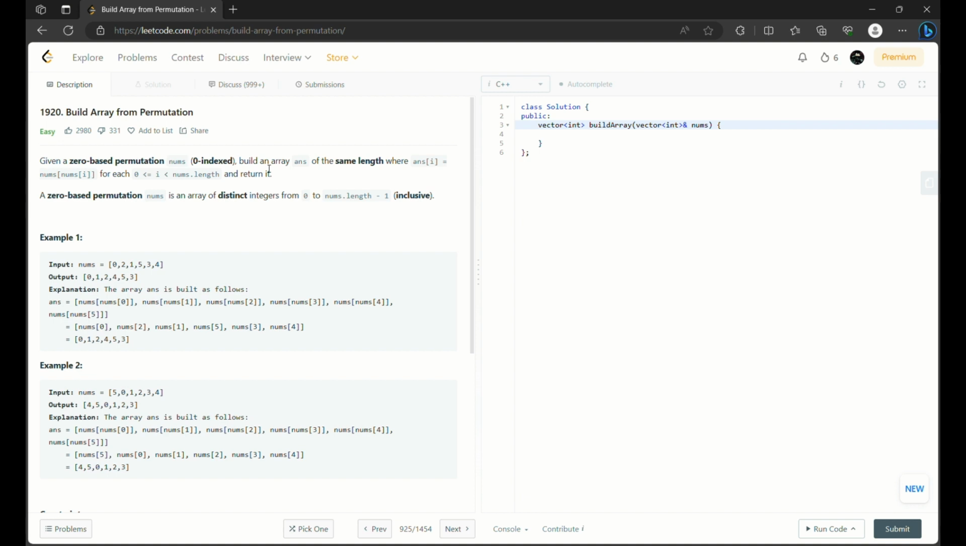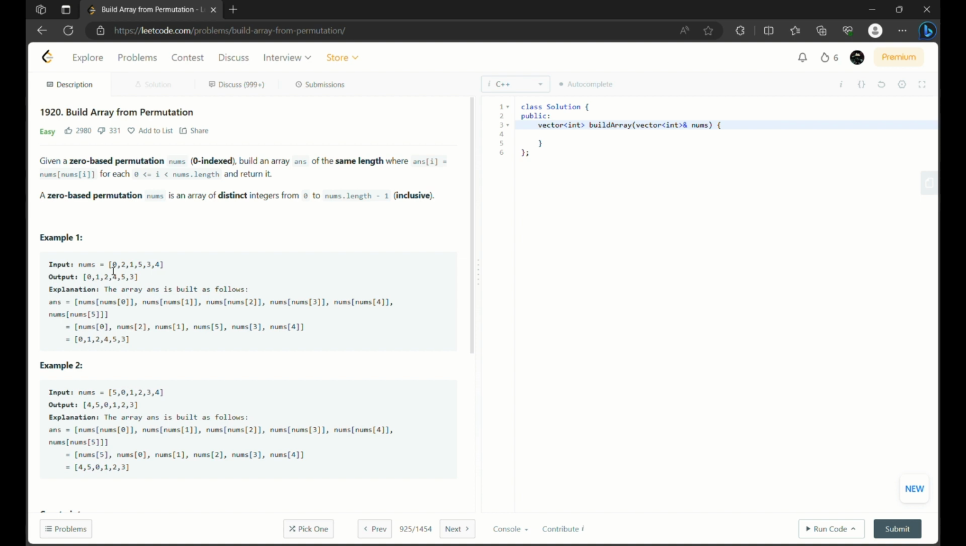Now moving forward to the question, what do we have to do? We have to build an array answer of the same length as the nums array, where answer of i will be equal to nums of nums of i, where the value of i is between 0 and nums.length. And what does it mean? That means the value of i is between 0 and nums.length minus 1. Now, what does nums.length determine? It determines the size of nums.